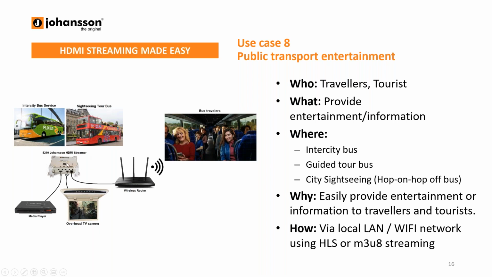So if you put our HDMI streamer in between the media player and the TV, and connect it to the Wi-Fi router, then people can easily watch the movie or the information, because it can also be used for sightseeing buses, for instance. You can easily watch this on your own smartphone, tablet or laptop. So you have a very clear view, and image and audio quality is perfect. So also a very nice use case.